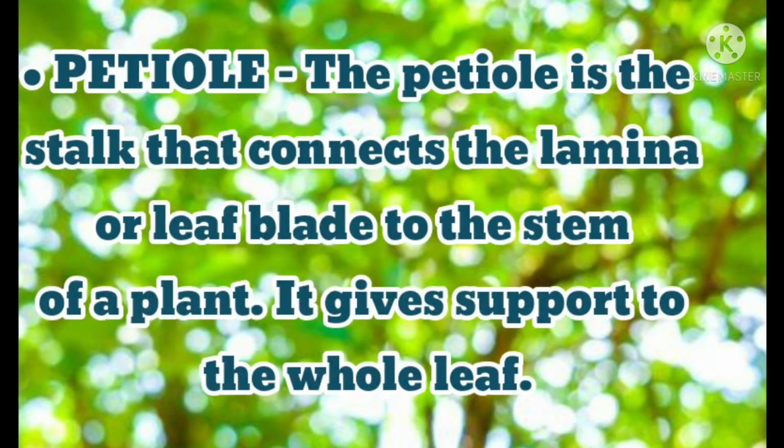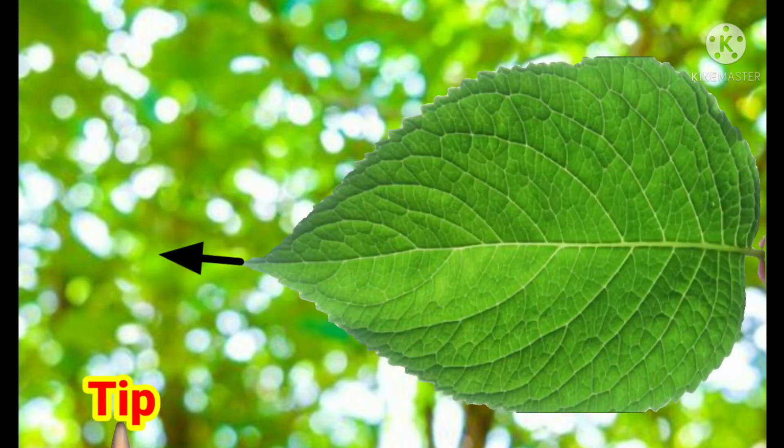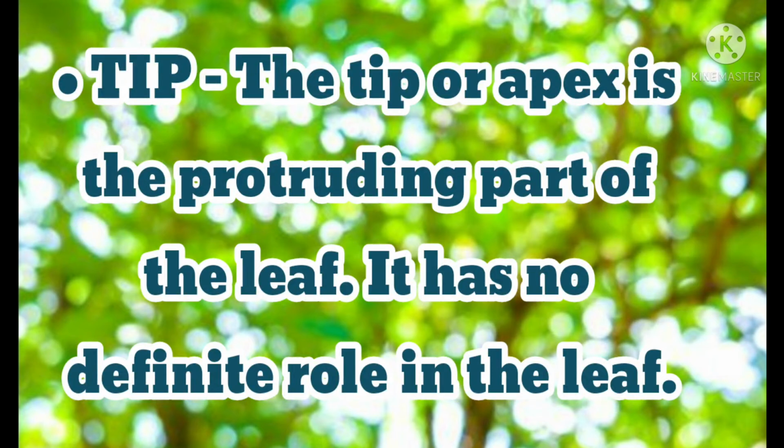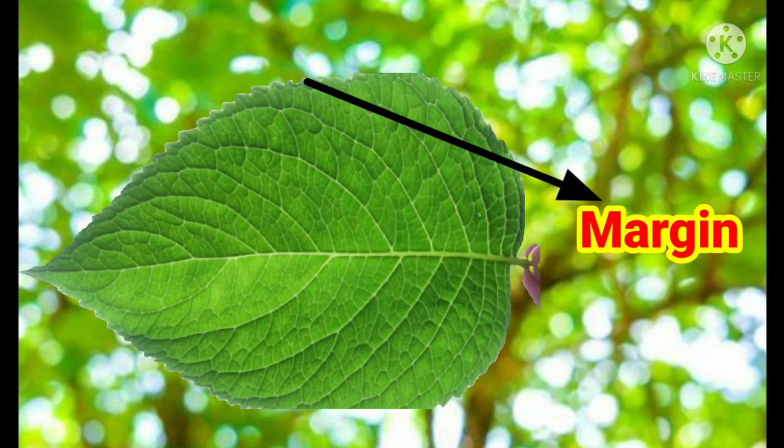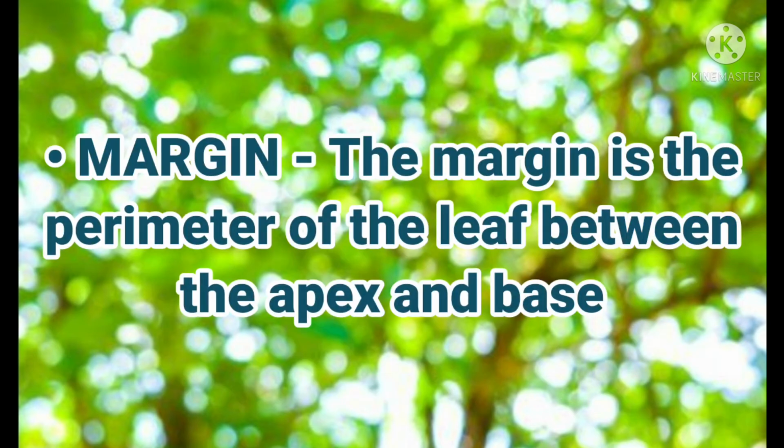Fourth, petiole. The petiole is the stalk that connects the lamina or leaf blade to the stem of a plant. It gives support to the whole leaf. Fifth, tip. The tip or apex is protruding part of the leaf. It has no definite role in the leaf. Sixth, margin. The margin is the perimeter of the leaf between apex and the base.